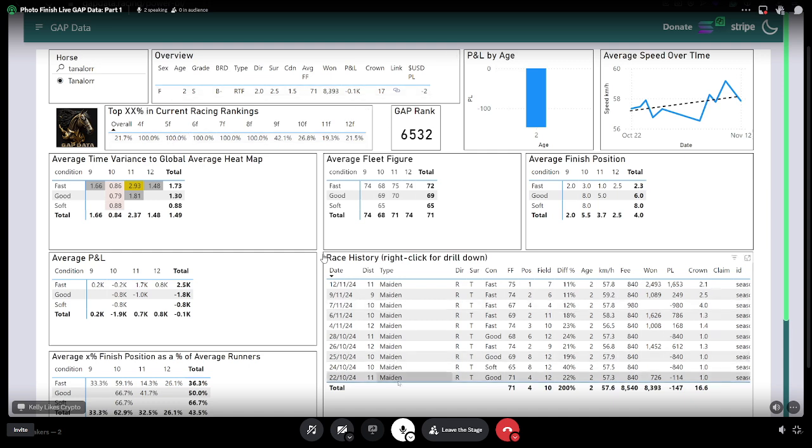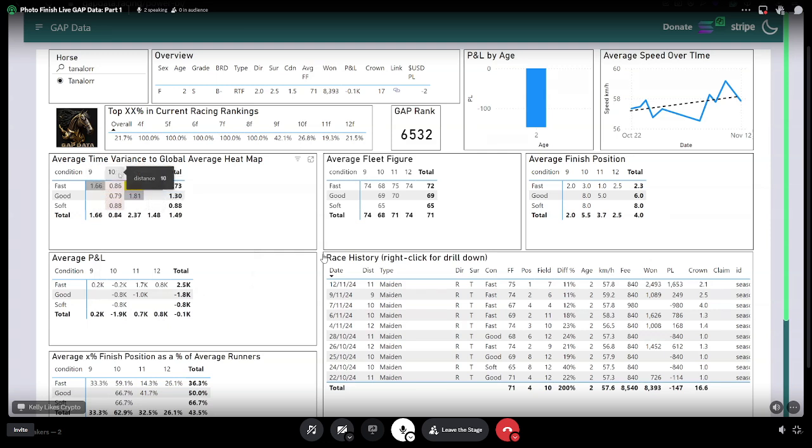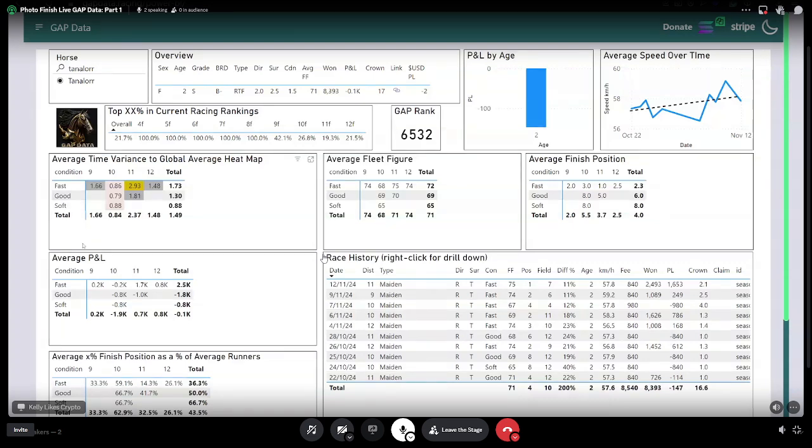But anyways, back up to average time variance. I'm just saying that because you don't have a lot of information outside of 9, 10, 11, and 12. And you never know. Maybe this horse is a stomper at 8. It's possible, right?